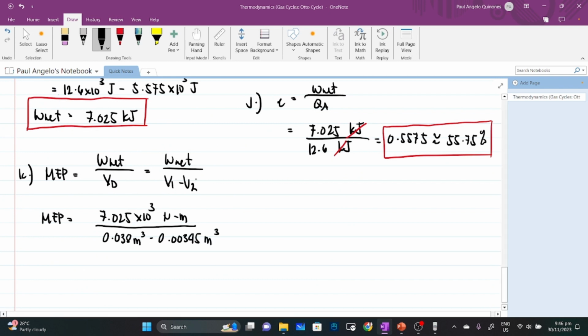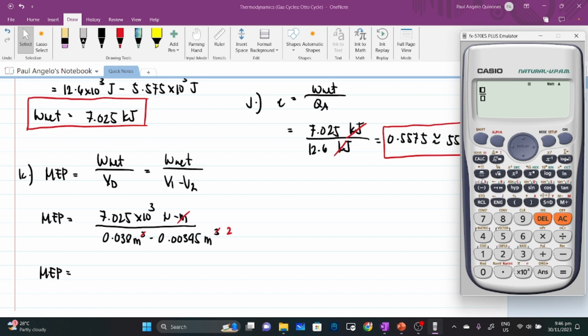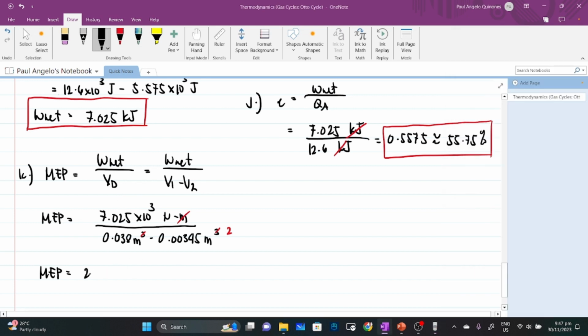As you can see, the meters will cancel out here, leaving us with a square on the denominator. So Newton per meter squared, that is Pascal. Our mean effective pressure is equal to 7.025 kilo divided by 0.038 minus 0.00345, which in terms of kilopascals is 203.328 kilopascal. Okay?